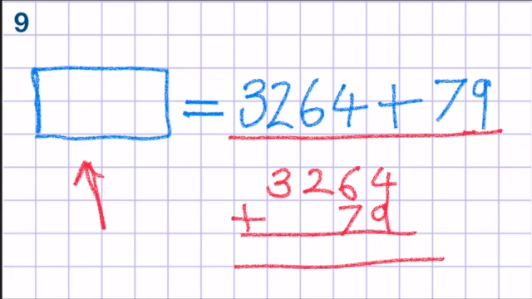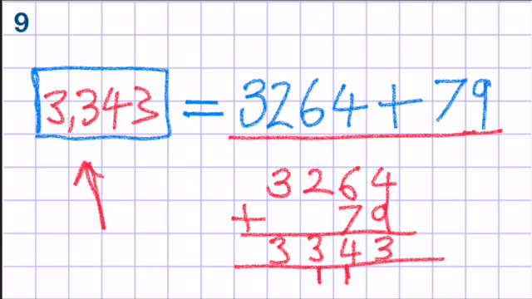9 add 4 is 13. 7 add 6 is 13, plus 1 is 14. 2 add 1 is 3. So the missing number is 3,343.